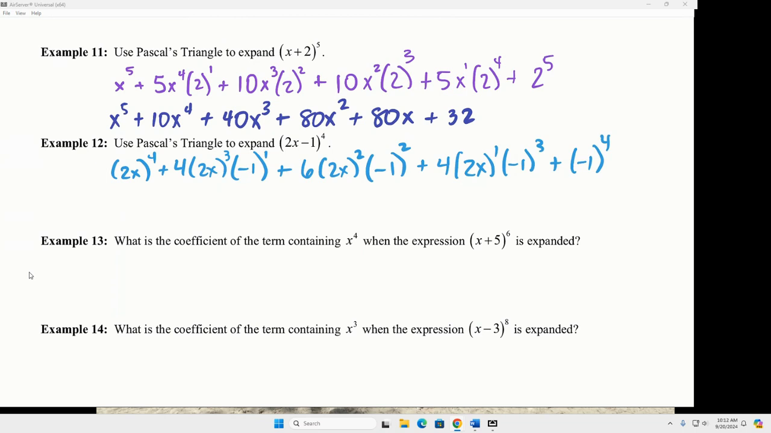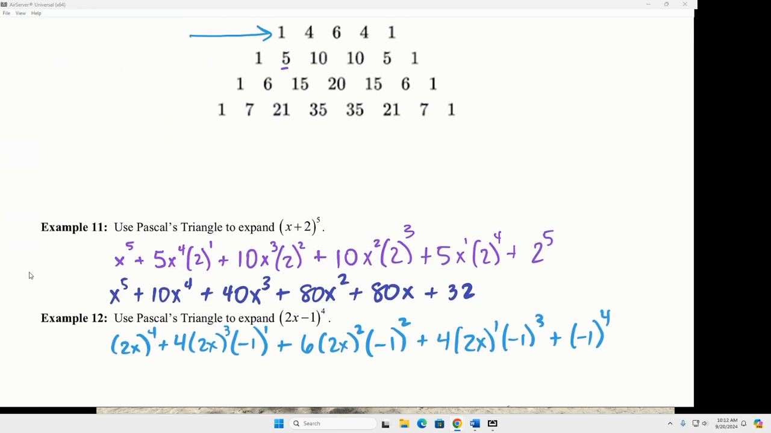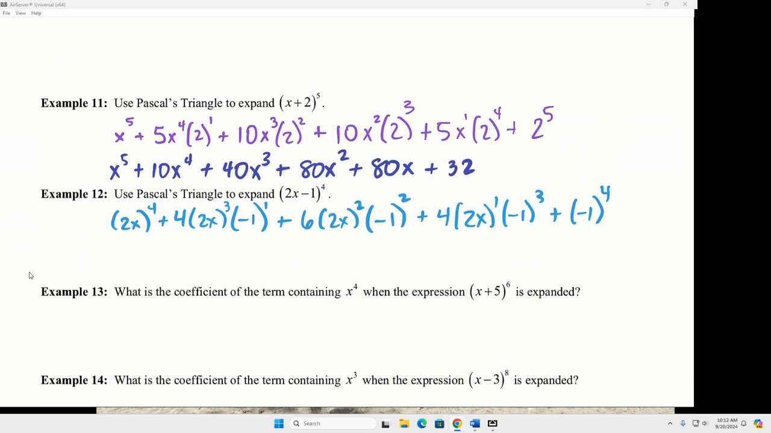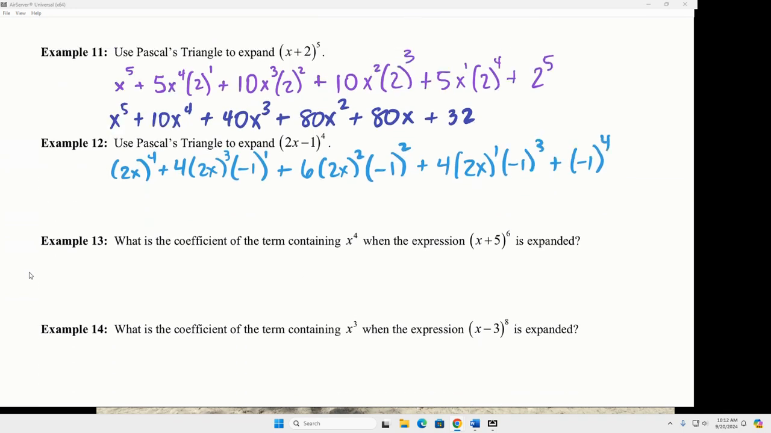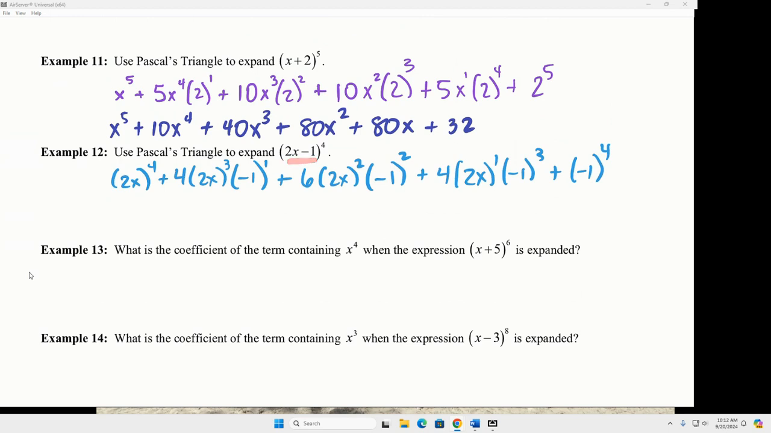So I would recommend that every time you're done, you just look and double check your exponents to make sure that they all add up to be whatever your power is here. And they do. All right, and then one more thing. In my last class, they got a little confused. Like they were thinking this number needed to be raised to the third, and this number needed to be raised to the second. Those numbers you get from Pascal's triangle, they never get raised to powers. So the only things that get raised to the powers are the things inside the parentheses.